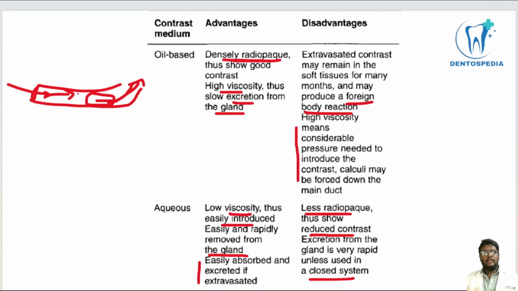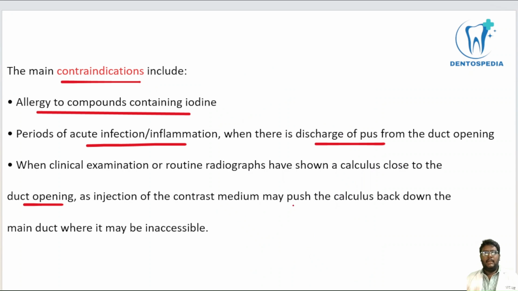If the stone is present near the orifice, we don't want to use this kind of technique, because if we inject the contrast medium, the stone might progress deep into the salivary gland, and we are complicating the case. So in those cases where the calculus is close to the ductal opening, we don't use this kind of investigation. Okay.